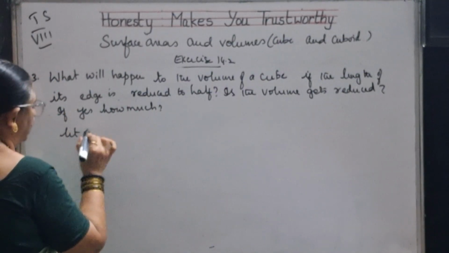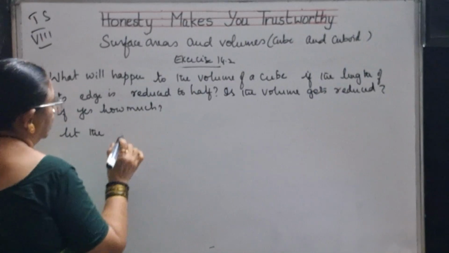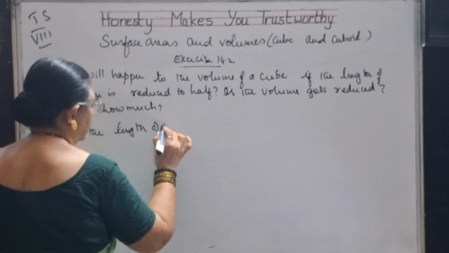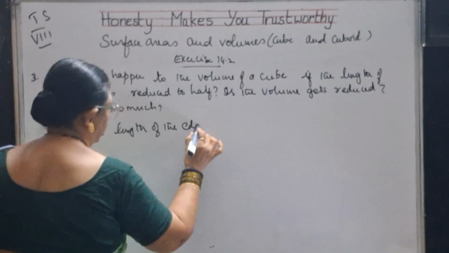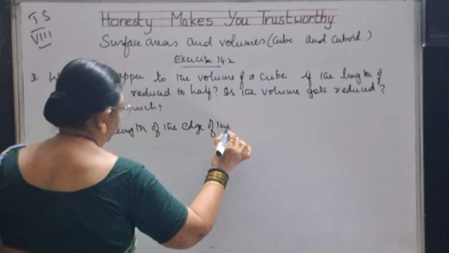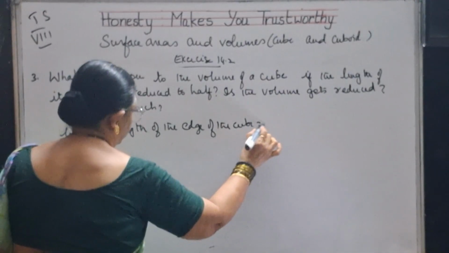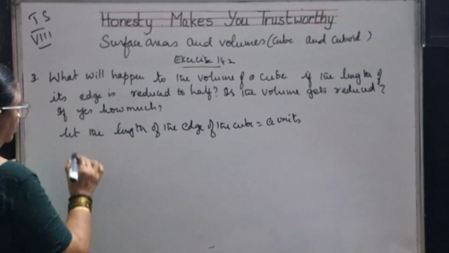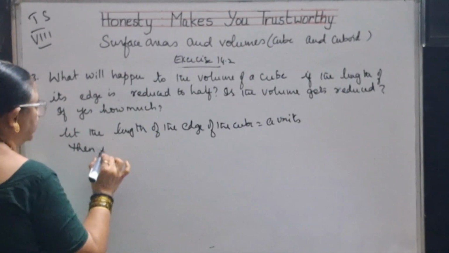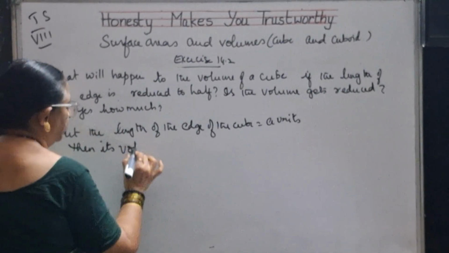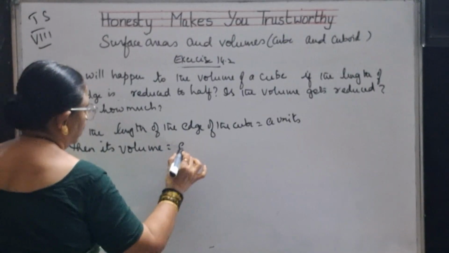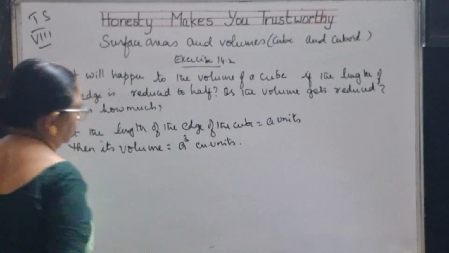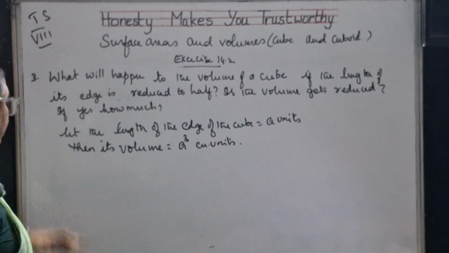Let the length of the edge of the cube be A units. Let us consider it as A units. Then its volume will be A cubic units, because we know that for a cube with side A, the volume is A cube.